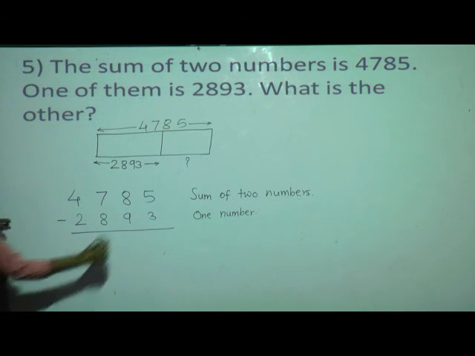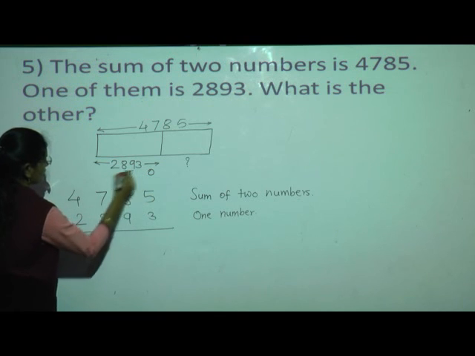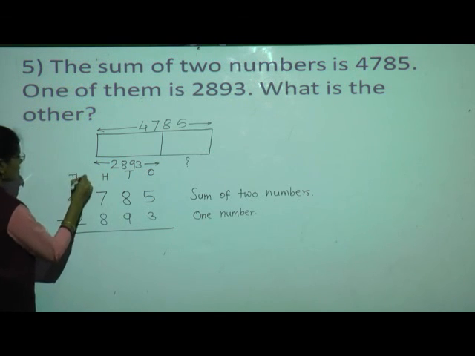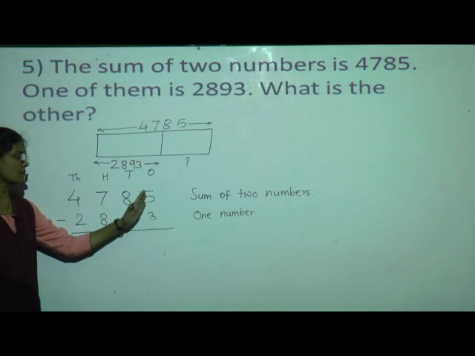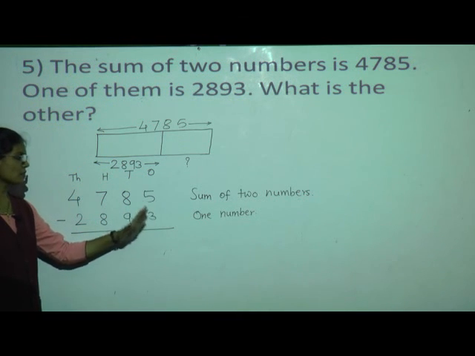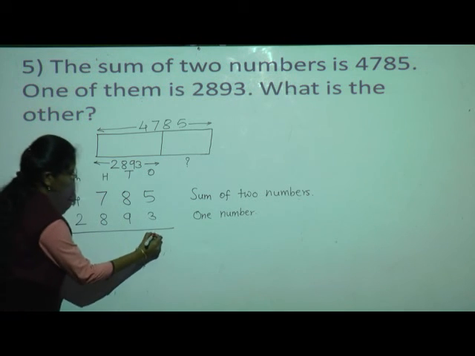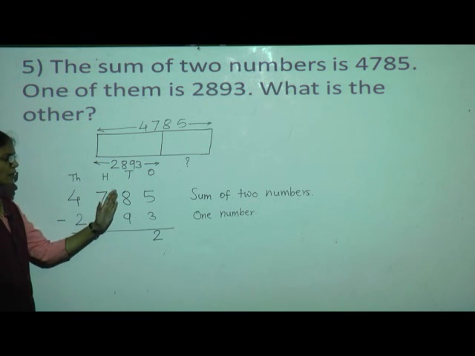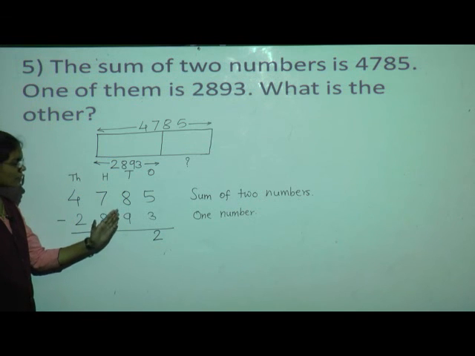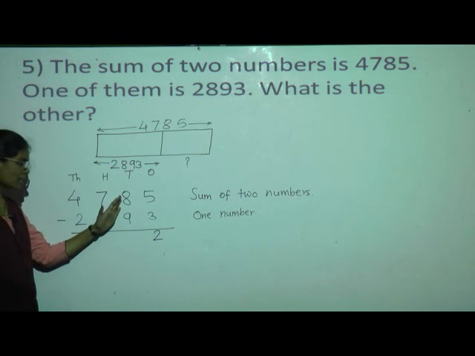Okay. See the ones place. This is ones place. This is tens. This is hundreds, and this is thousands. See the ones place. Here at ones place, here 5 is there. Here 3 is there. 5 minus 3. Do the subtraction. 5 minus 3 is equal to what? 2. Write 2 at ones place. Then go to the tens place. Here 8 tens and here 9 tens are there. 8 tens minus 9 tens. Can we do? No, we can't do. Why? Because 8 is smaller than 9. So here we can't do the subtraction.